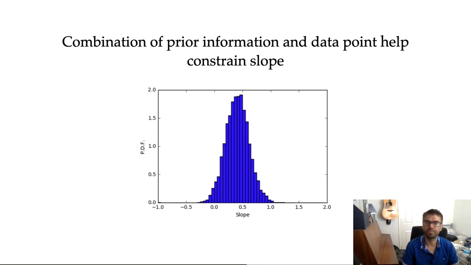So this combination of prior information and one data point can help us constrain the slope, such that the probability distribution that we get as an output, which you can see in this plot, is constrained. So here we can see that the slope most likely has a value of around 0.3 and 0.5, but with slight uncertainty, such that there's a slight chance it could be less than 0, and any value up to around 1.